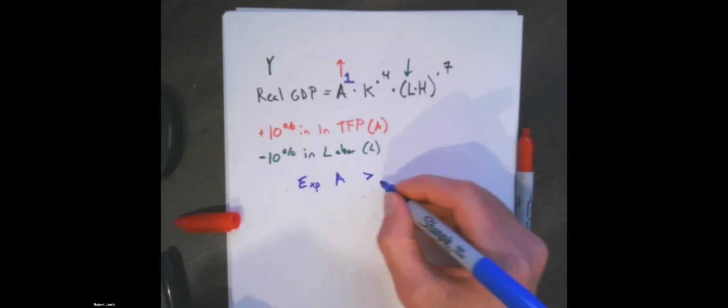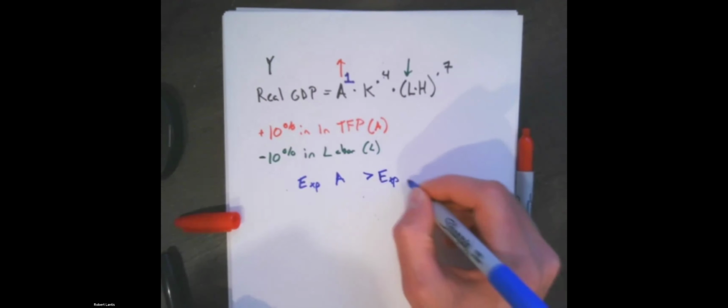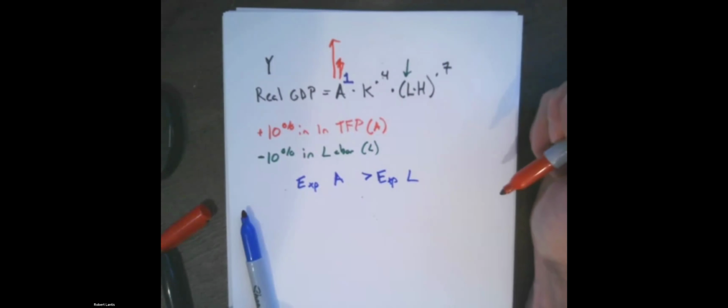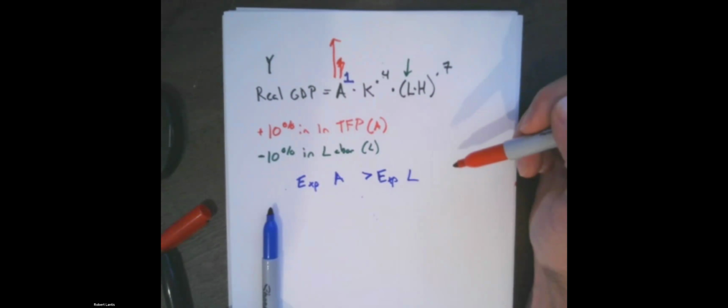Anything raised to the first power is itself, right? And so I could rewrite this as A to the 1, in which case my exponent on A is greater than the exponent on L. So I know that the same percentage change in total factor productivity is going to cause real GDP to go up by a larger amount than the decrease we're going to see from labor.